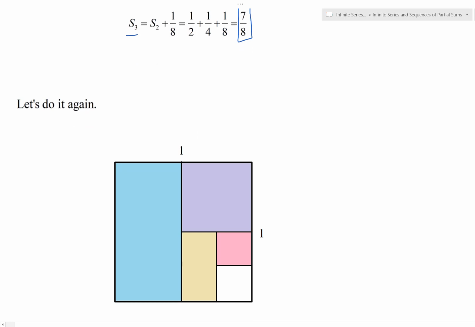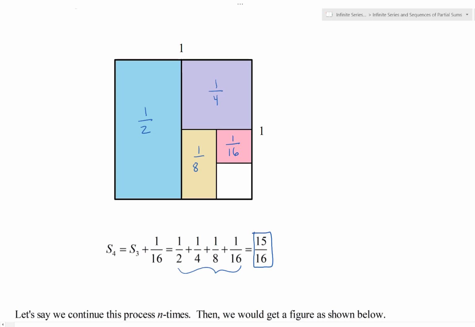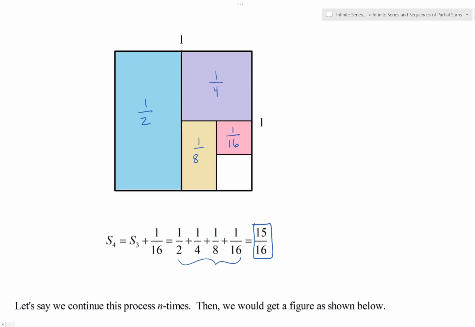And I take 1/2 of the remaining part, that pinkish region right there. So remember, we got 1/2 in the blue, 1/4 in the purple, 1/8 in the yellow, and now this pinkish looking region is going to be 1/16. So I'm going to take the 1/16 and add it to S3, which we found was 7/8. We're going to call that S4, and that's what we see right here. Add the 1/16 to the previous amount, S3, and I get 15/16. Getting closer to the true area of the square.